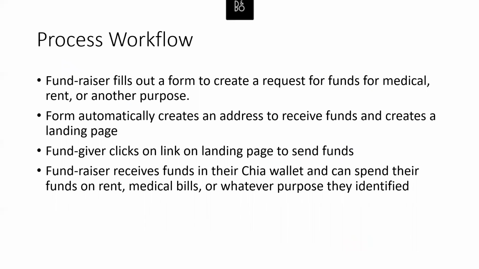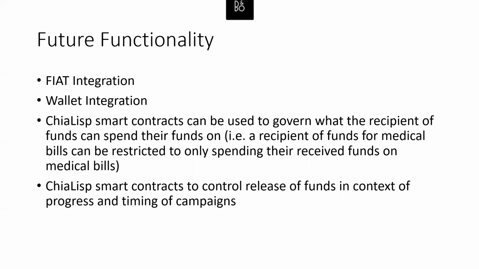Our process workflow is basically what I showed you before, that the fundraiser is going to fill out a form to create a request for funds for medical, rent, or another purpose. The address will be put in there to receive the funds and create a landing page. Then the fund giver is going to click on a link in a landing page to send the funds. And then the fund receiver will receive the funds in their Chia wallet and can spend the funds on the bills or whatever specific purpose they identified, medical, rent, and so on.